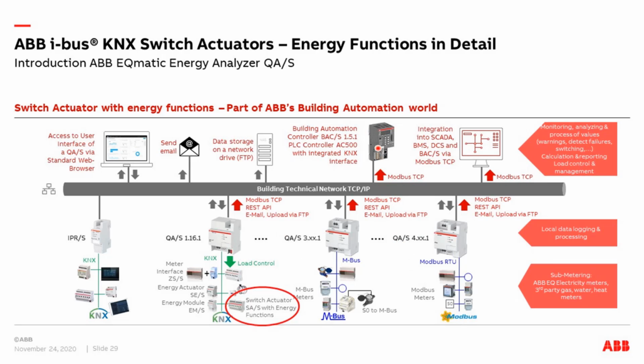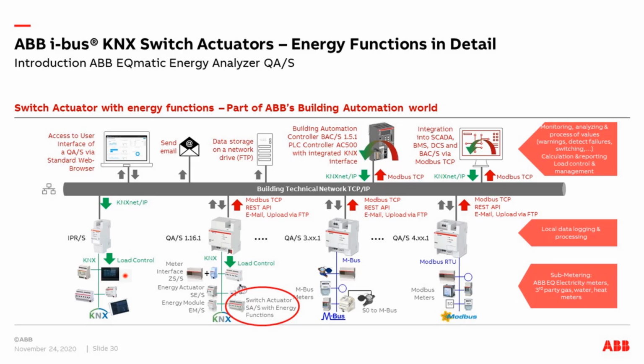And for example, we can use these meter values in our building automation controller or in a SCADA system for analyzing or processing the values. On top, these devices, a SCADA system or our building automation controller, can also convert these Modbus TCP meter values into KNX net IP telegrams. For example, they can then be forwarded to an IP router and sent into a KNX line.